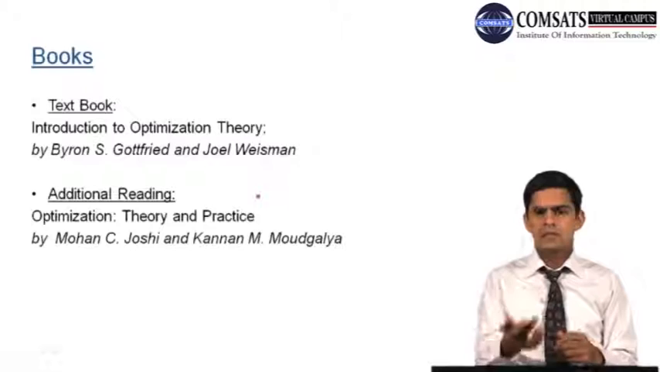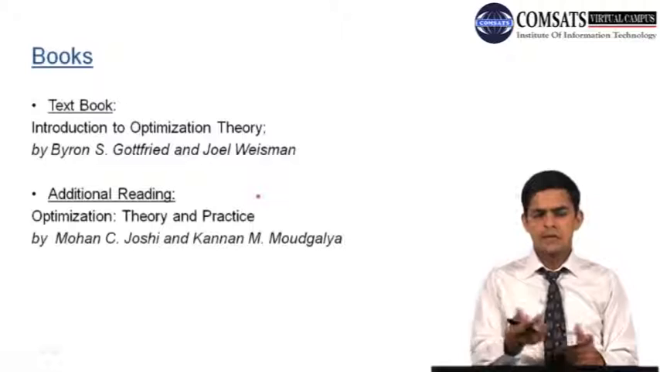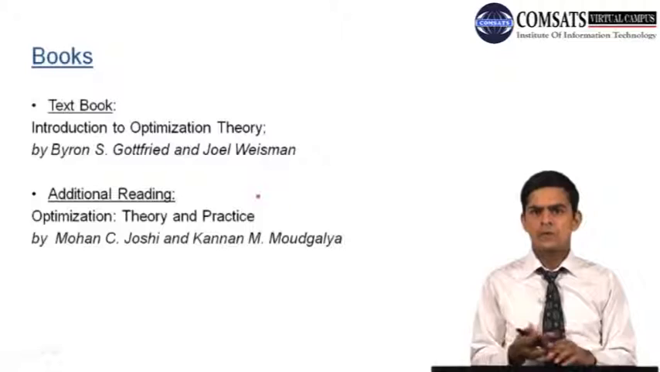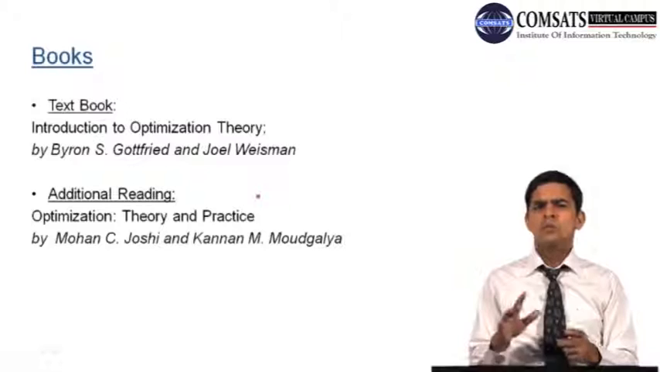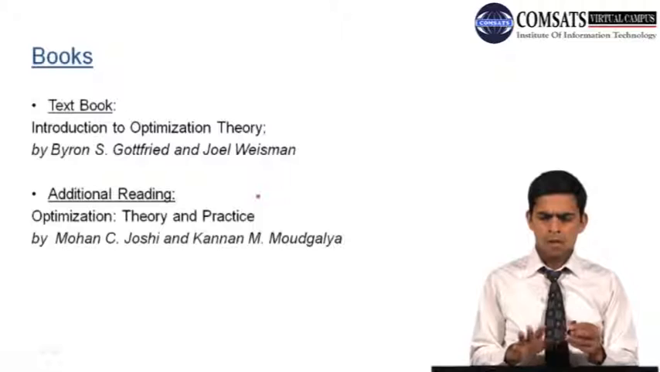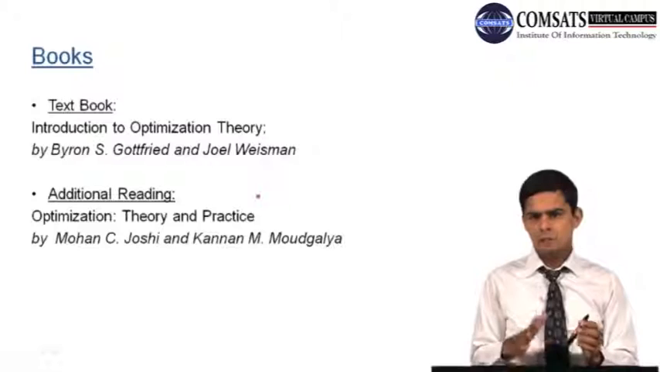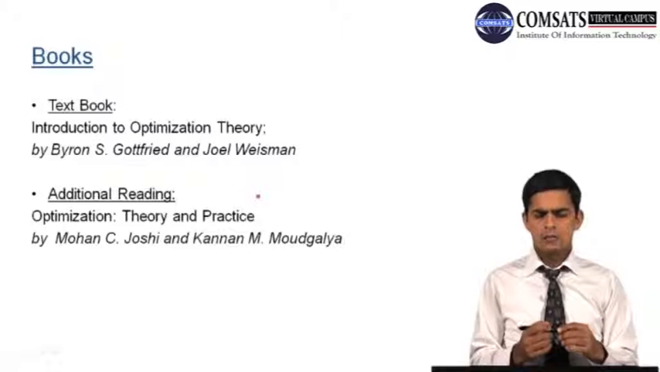Okay, so the first book is your textbook. That's also the book that we usually teach at ComSats Institute of Information Technology, not the virtual campus. Okay, so it's called Introduction to Optimization Theory by Byron S. Gottfried and Joel Weisman. Okay, so these are the two authors of this book. This is a fairly basic book written in very plain English. Okay, so it has a lot of story. It's not very mathematical. It has all the mathematics as well, but it does contain the introductory stuff that you would need and a lot of motivational discussions as well.